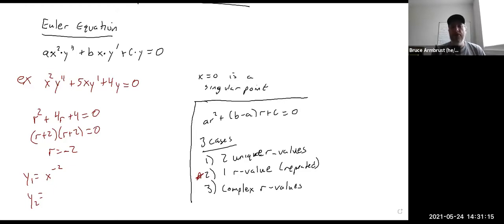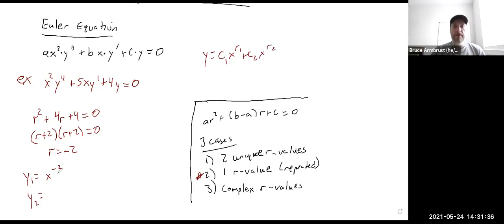Now, if it had been two unique r values, I don't really need to show you an example of that, right? Suppose we had factored and gotten two unique r values, our solution would have been y equals c1 x to the r1 plus c2 x to the r2. Super easy. But we don't have an r2. So what did we do before? What did we do before to take care of a repeated root?